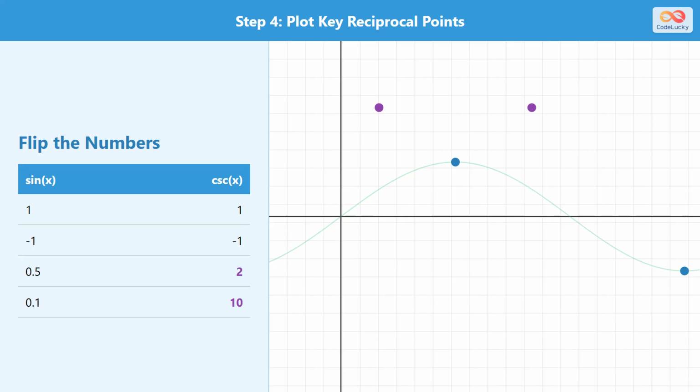Next, let's plot some easy points. The reciprocal of 1 is just 1. So, wherever the sine graph hits its peak at 1, the cosecant graph will also be at 1. Similarly, the reciprocal of -1 is -1. But look what happens when sine is a small number like 0.5. 1 divided by 0.5 is 2. As sine gets smaller, cosecant gets bigger.